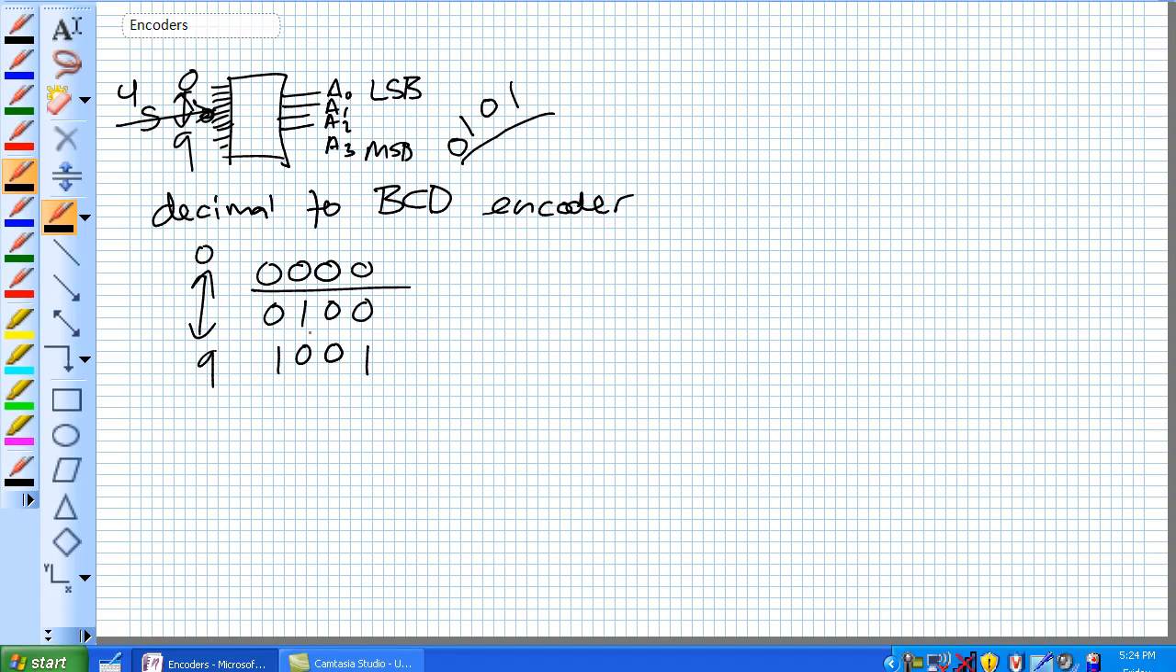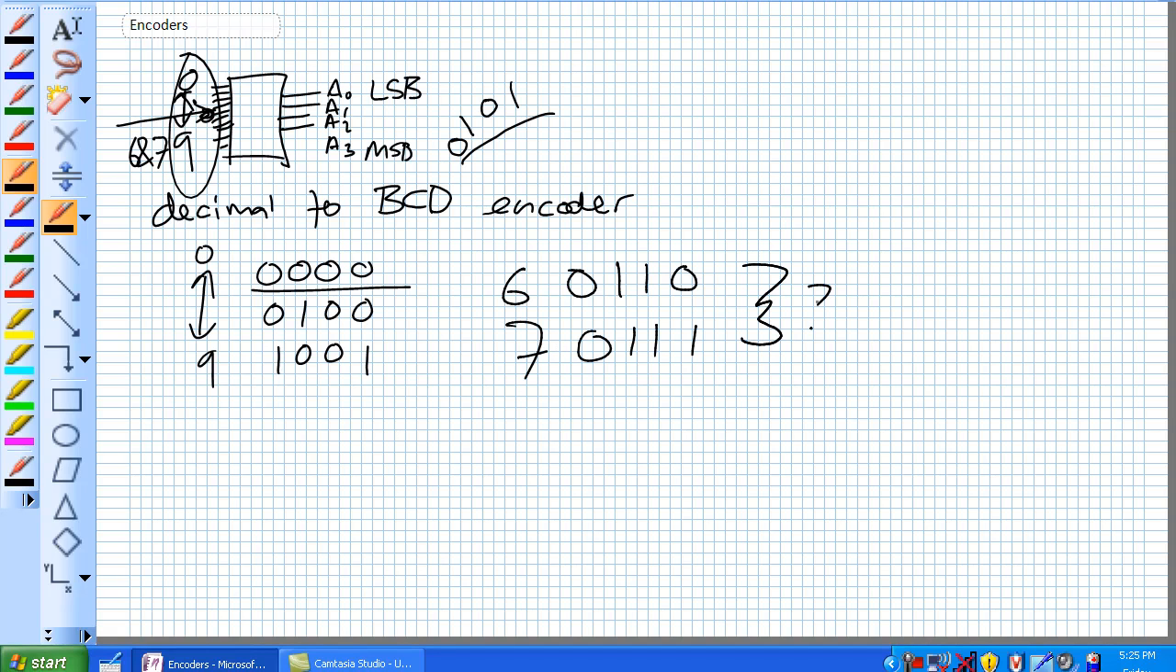Okay, so priority. The problem with encoders is you have a bunch of inputs. Which one is it going to represent if, let's say, the 6 and the 7 key are pressed simultaneously? We don't know unless you've established some priority. For 6, you would expect a 0, 1, 1, 0, and for a 7, 0, 1, 1, 1. Which one's it going to be if they're pressed simultaneously? The answer is the highest priority.